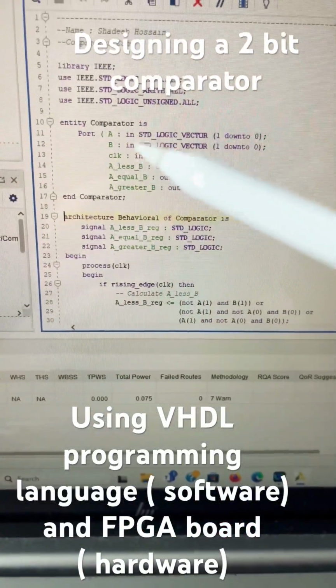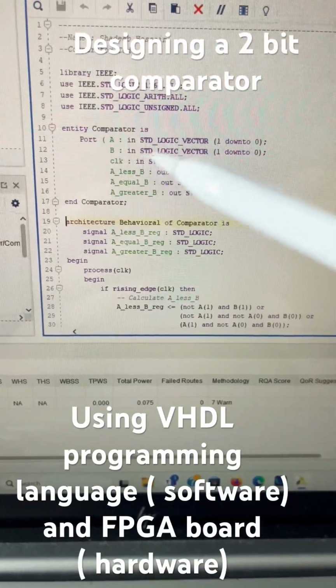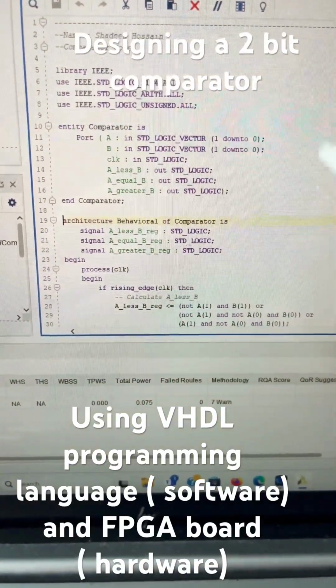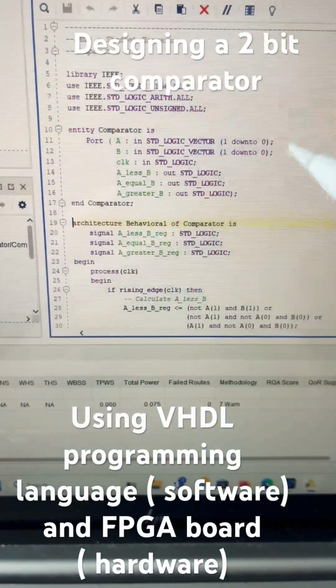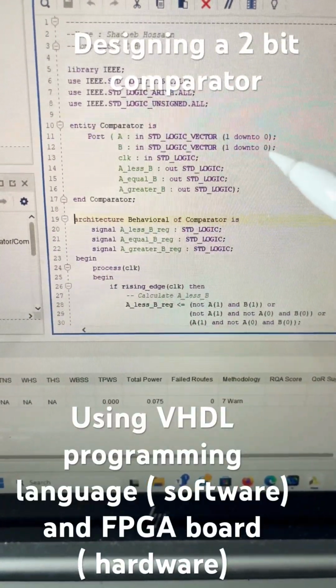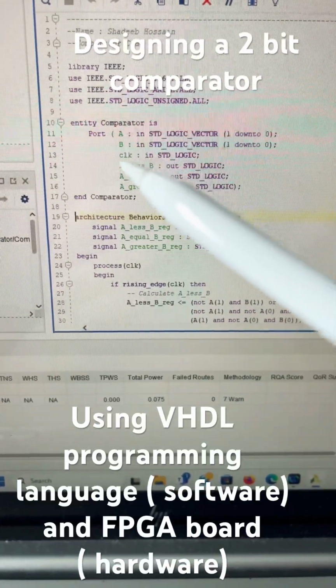Now, I'm using two ports, port A as my input. And since it's a 2-bit, make sure it's 1 down to 0. If it was a 3-bit, it would have been 2 down to 0. A and B are my input.